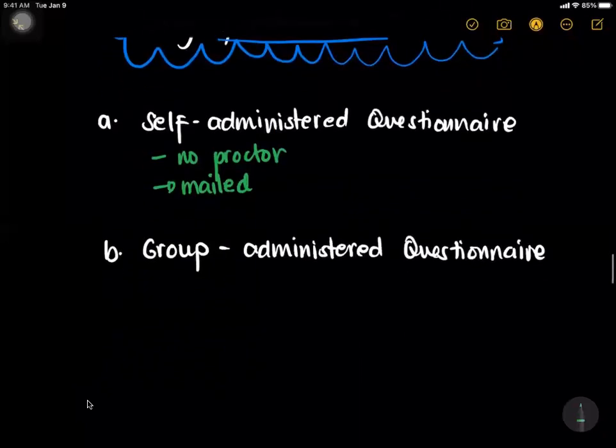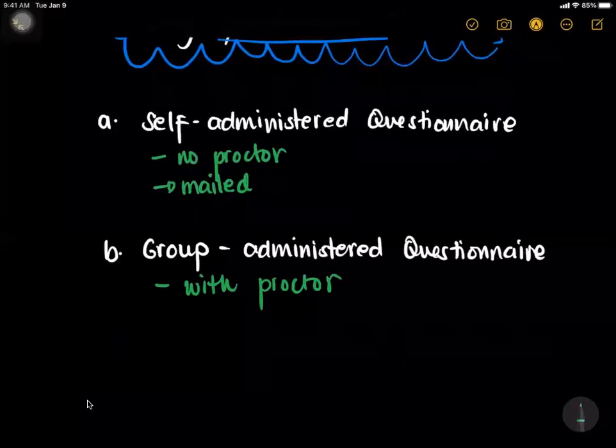Now, a group-administered questionnaire, on the other hand, requires groups of individuals to fill out a questionnaire with the assistance of a proctor, who stands by for any questions that arise from the respondents. Unlike in self-administered questionnaires, where respondents may answer depending on their convenience or the opportunity they have to answer, here in the group, they all answer the questionnaire simultaneously.